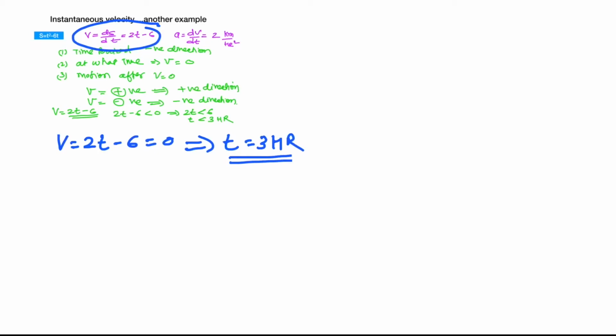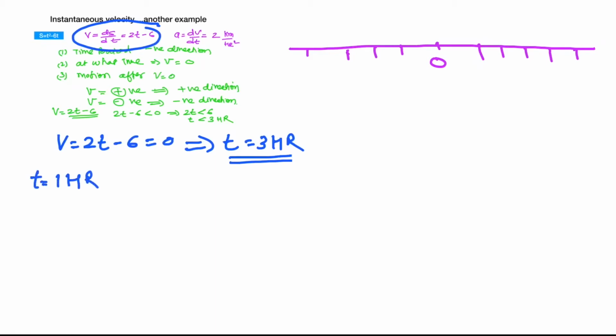Now to better understand the complete motion of this car, let's take this car's motion and depict it on a reference line. So here is the origin from where the car started, and this is my negative x direction. This is my positive x direction. Now let's take t is equal to 1 hour. At this time, what is my displacement? s equal to t square minus 6t, and this will give you 1 minus 6 equal to minus 5 kilometers.